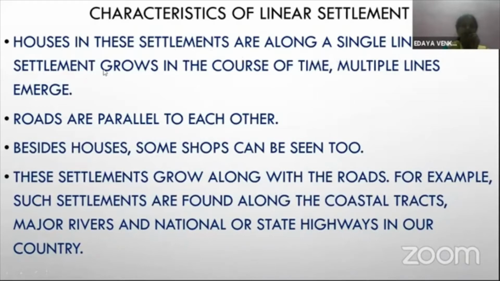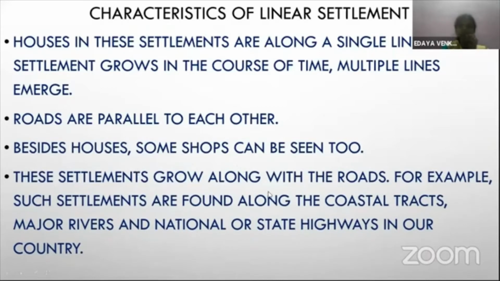As the settlements grow in the course of time, multiple lines emerge. When development occurs, the single line turns into multiple lines, but we still see the settlement in lines. It may develop to 2, 3, and then increase to multiple lines. Roads are parallel to each other. Beside houses, some shops can be seen too.